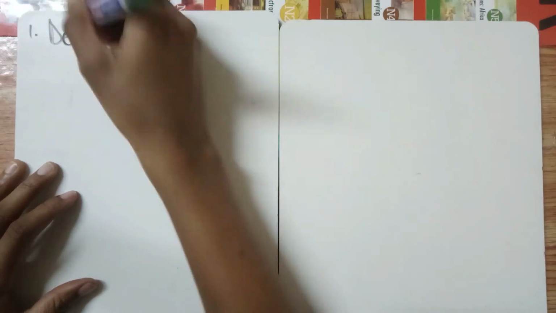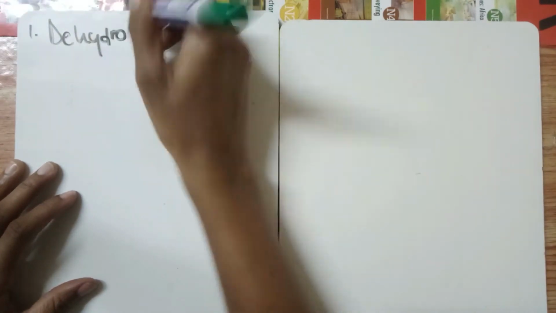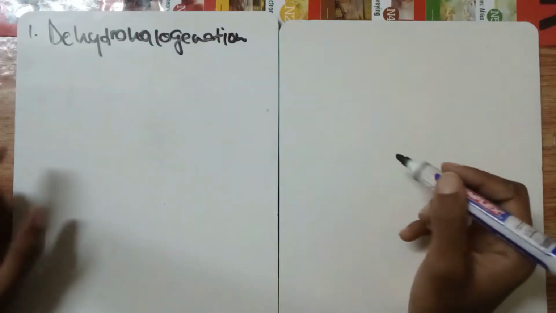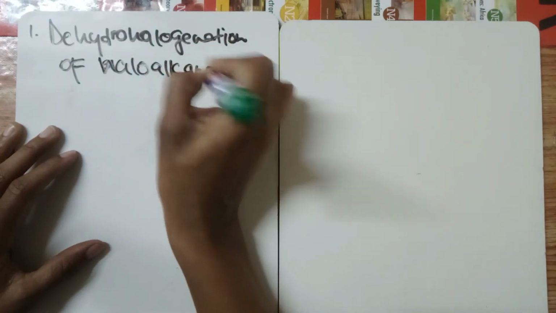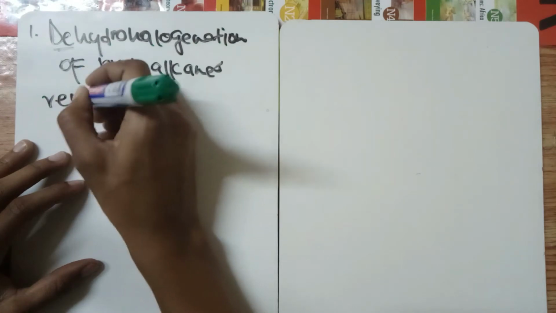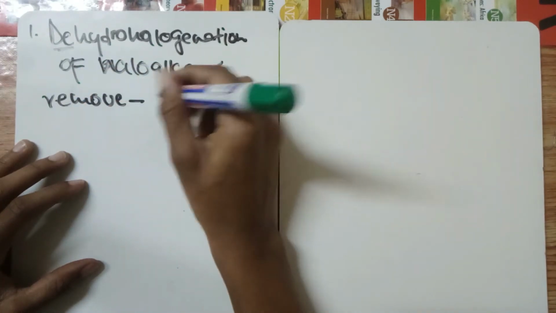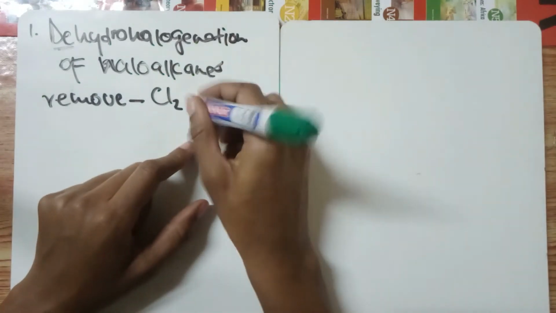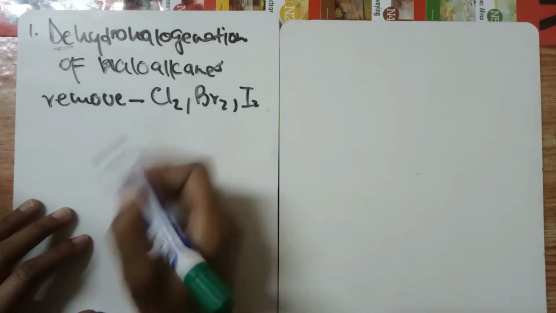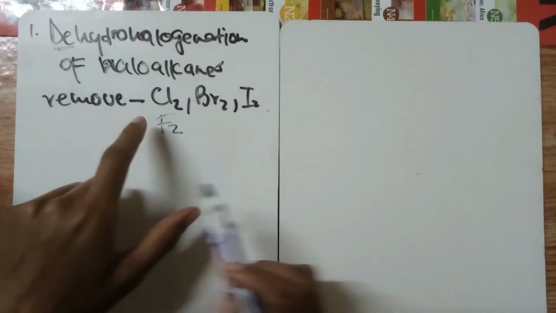The first reaction we're going to consider is dehydrohalogenation. Dehydrohalogenation of haloalkanes. What normally happens is that this "de" means we're going to be removing. So we remove either chlorine, Cl2, or Br2, or iodine, or F2. So we're going to remove those.